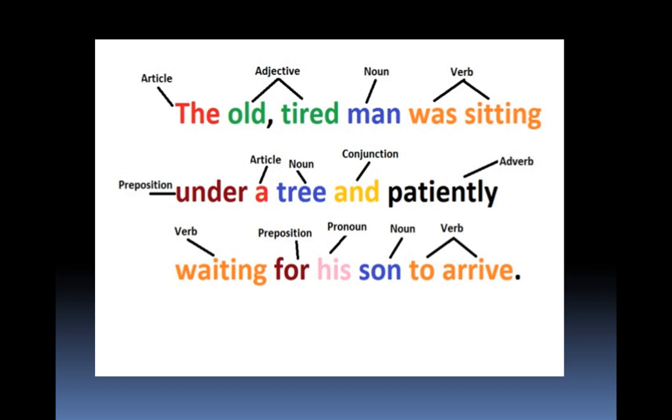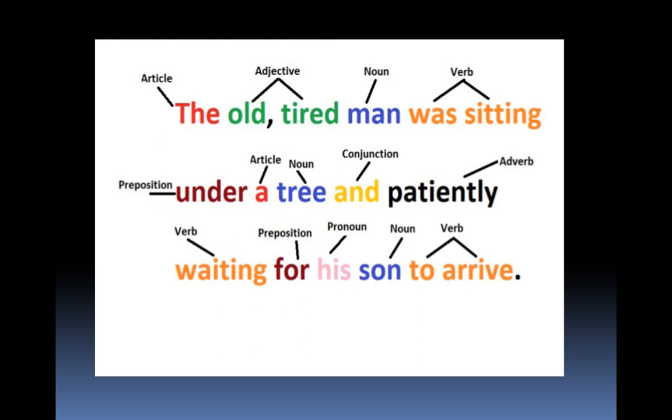So here is another definite article. We use the definite article when we are talking about someone specified, someone particular, and also with uncountable nouns. Here the first sentence says, the old tired man was sitting. The sentence is not talking about any random man, it is talking about one particular man who is old and tired. So we have used the article 'the', which is specifying a man.